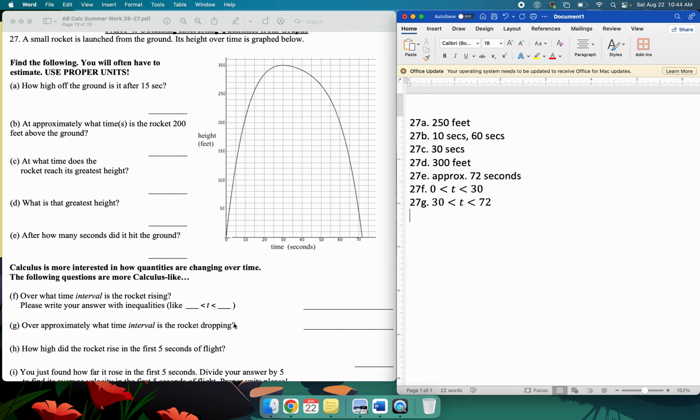H, how high did the rocket rise in the first 5 seconds of flight? Well, from 0 to 5, looks like it goes up to here, which is 120, I think, because I think these are increments of 10, 10, 20, 30. Yeah, so 120.